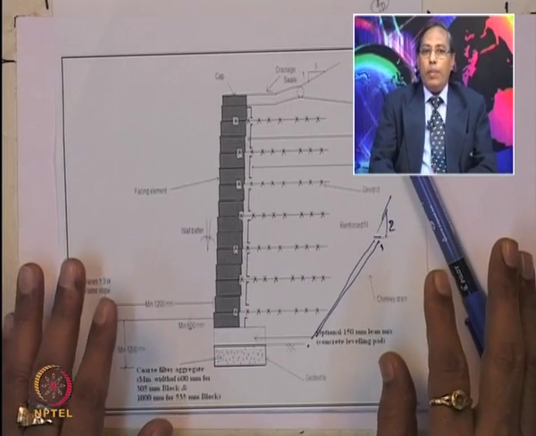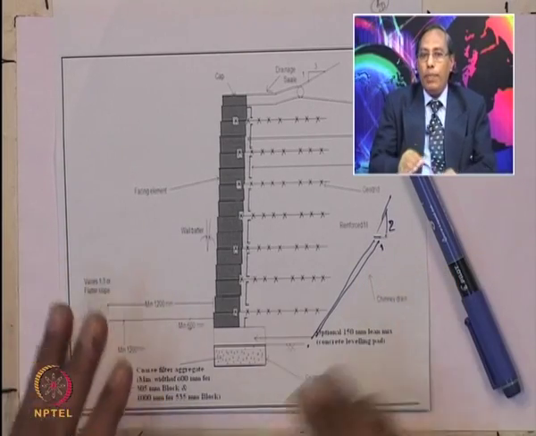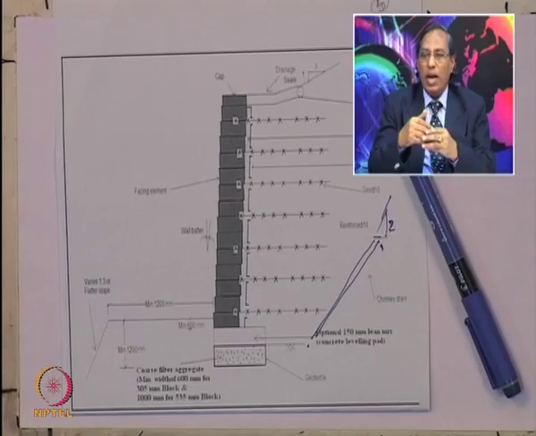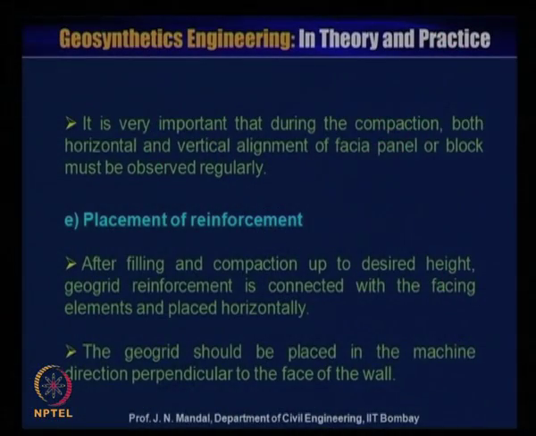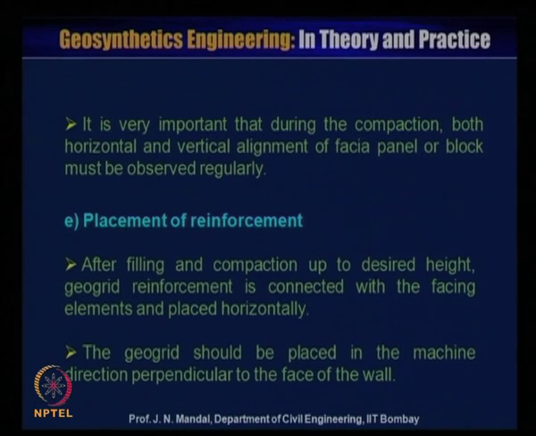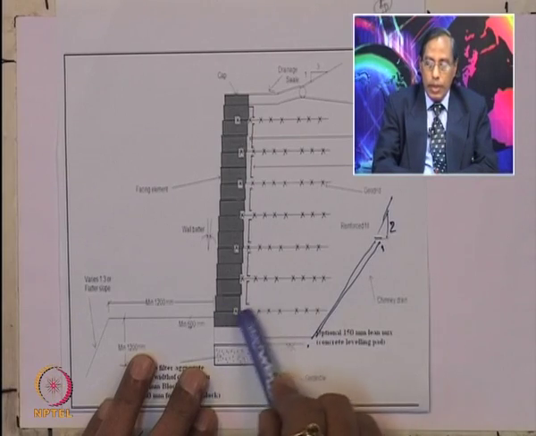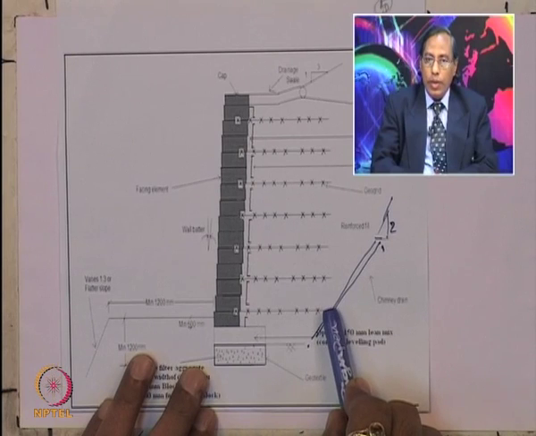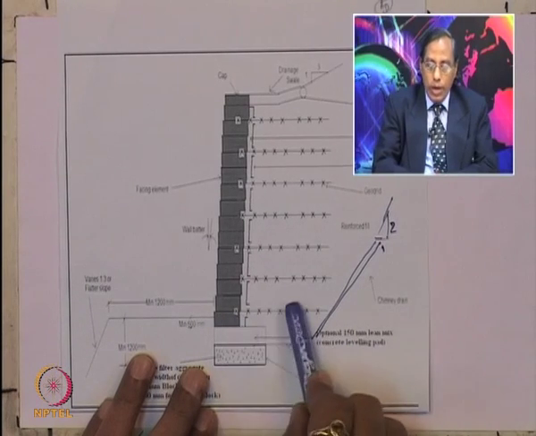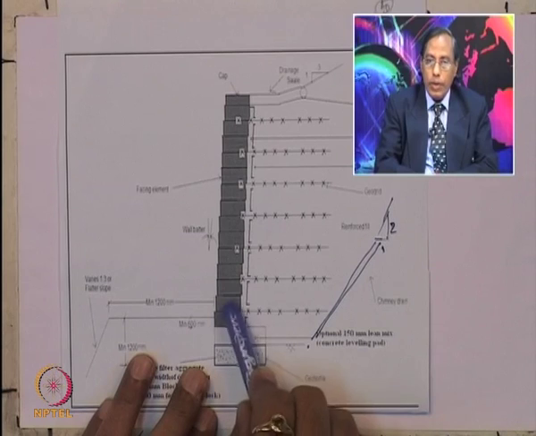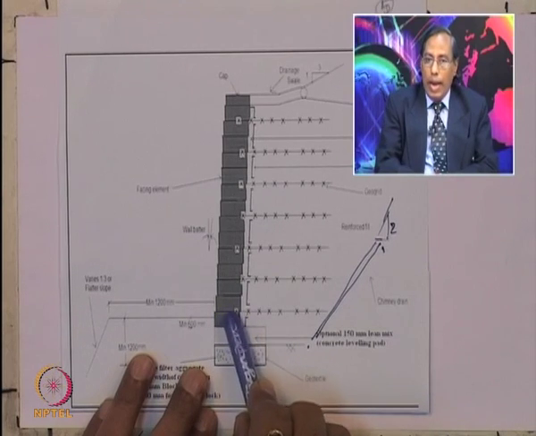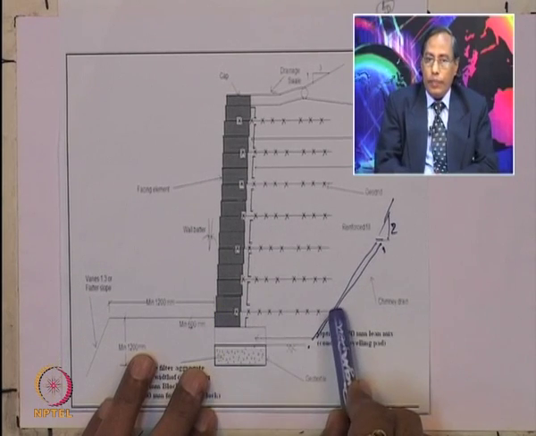Now, placement of the reinforcement. After filling and compaction up to the desired height, geogrid reinforcement is connected with the facing element and placed horizontally. So, for example, if you place fill here and compact it, after that you place this geogrid material here, which should be connected with this facing element and placed horizontally.